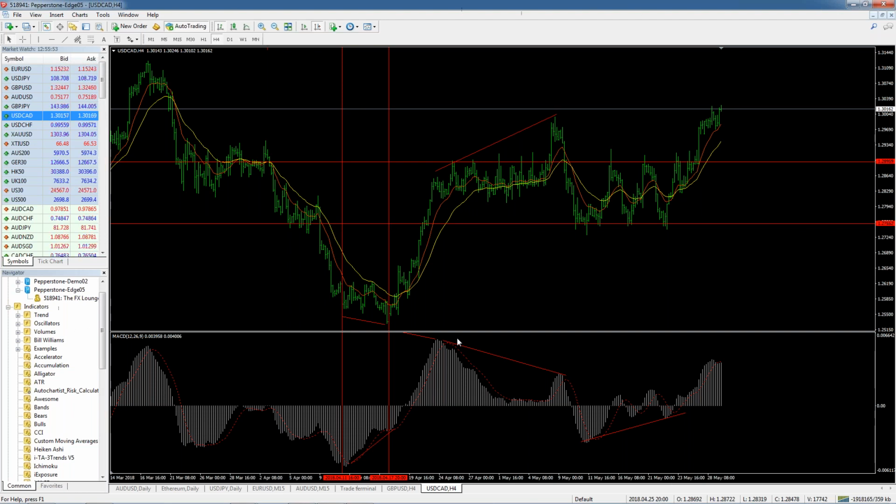We can see that in each and every one of these divergence examples on the USD CAD, the peaks and the troughs are at least 50% lower, which means that the faster moving average is only half the distance that it was at the previous peak or trough. So common sense is telling us that price got there with only half the momentum it had previously. When those peaks and troughs are too close together and you have to squint your eyes and think about whether they're higher or lower, then they're probably not obvious enough to trade.